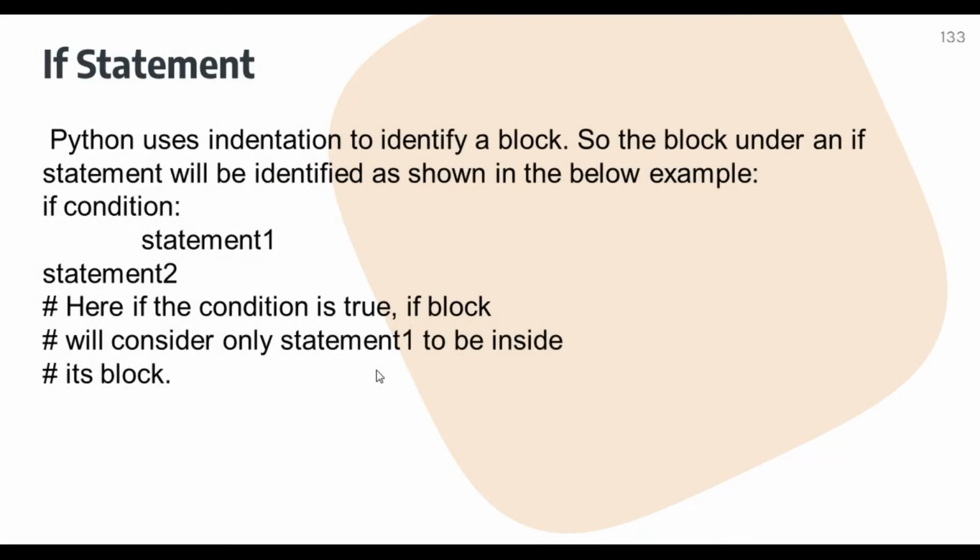Okay, student. So we can understand the indentation role in Python, I mean in the if statement. Python uses indentation to identify a block. Because if I am using an if condition, its indentation represents statement 1, that is the block. That may be any number of statements, but I am using only one statement here to understand it well. So the block under the if statement will be identified as shown in the blue example.